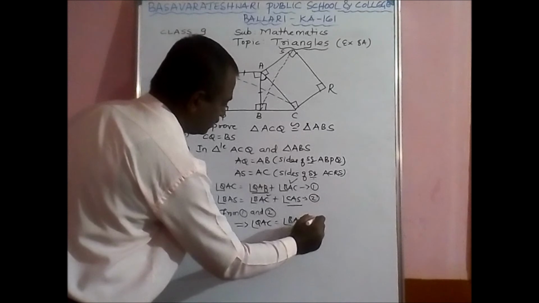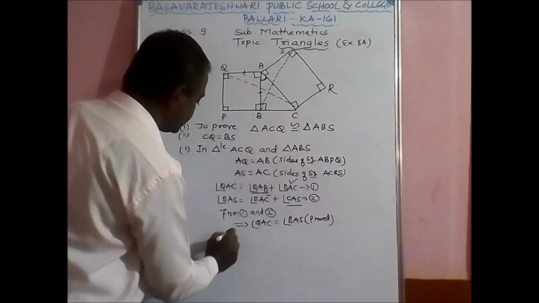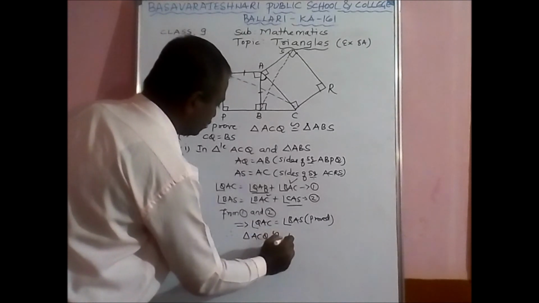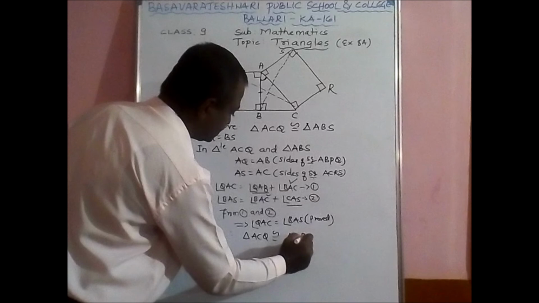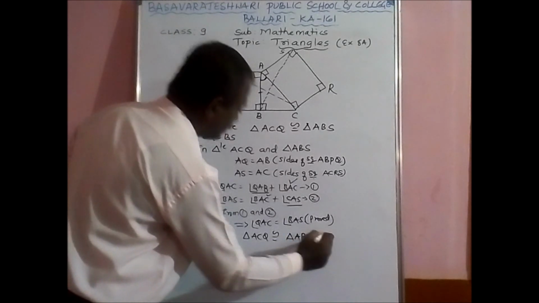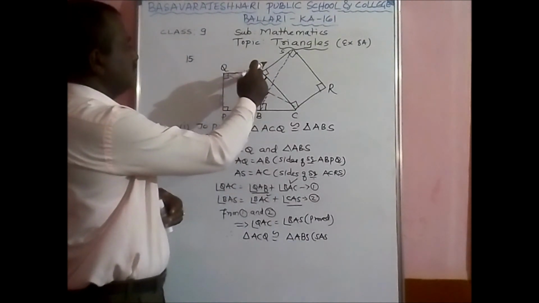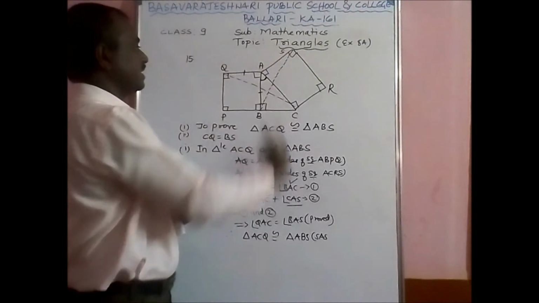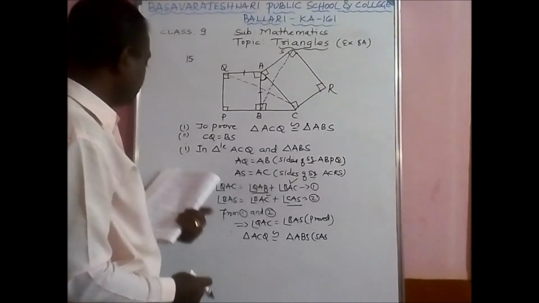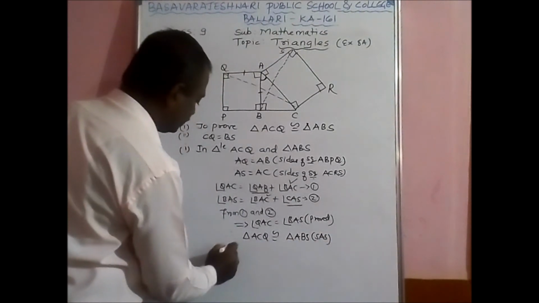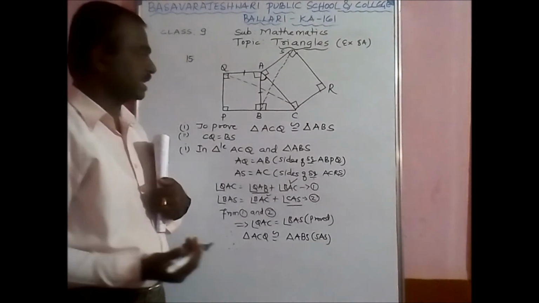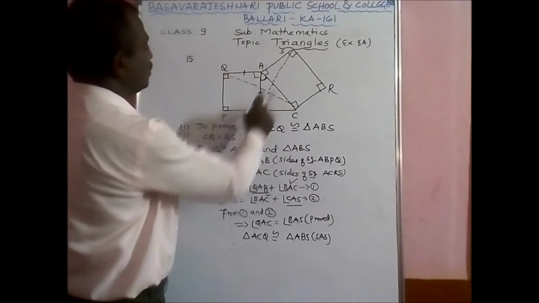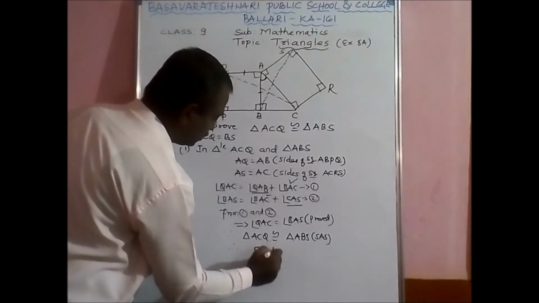Proved. Therefore, triangle ACQ is congruent to triangle ABS on the basis of SAS: side, angle, side. Correct? Therefore, if the two triangles are congruent, definitely the second part we can prove: CQ is equal to BS.